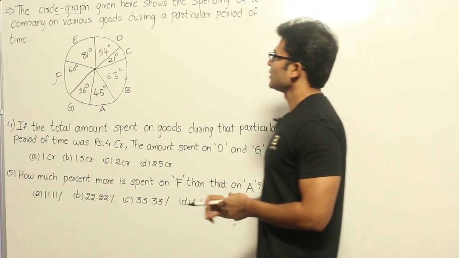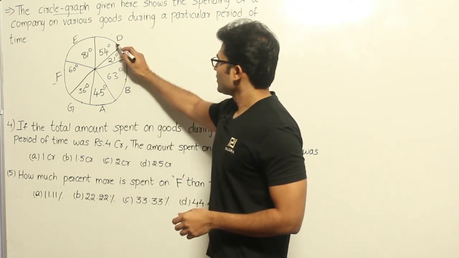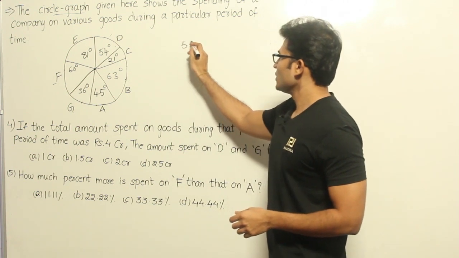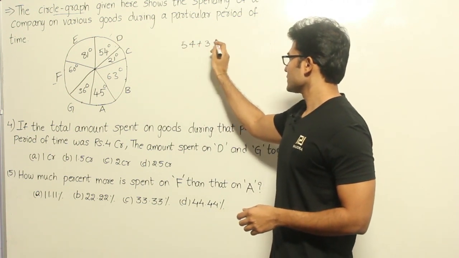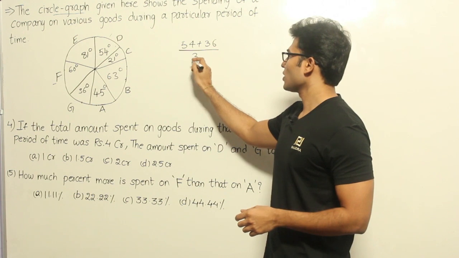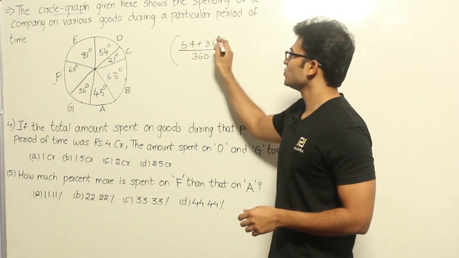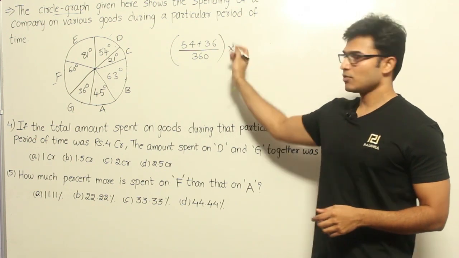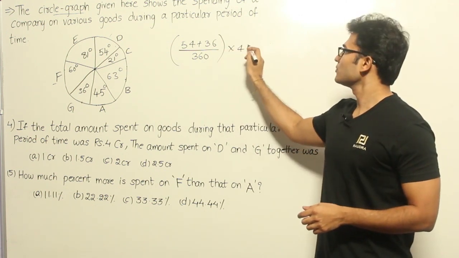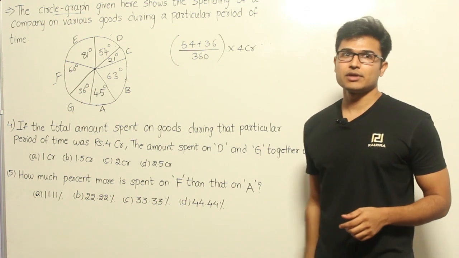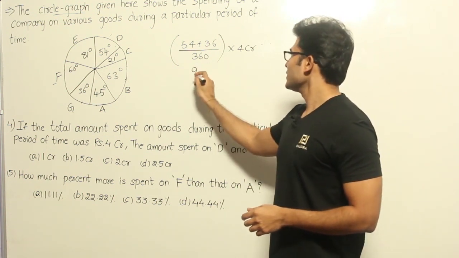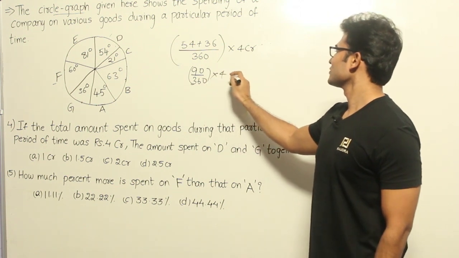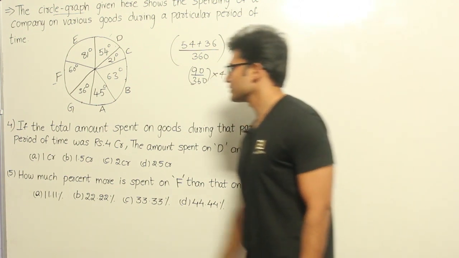Now if you observe this, on D and G, it is 54 and 36, right? Therefore 54 plus 36 out of 360 is what is spent on D and G together, right? Now if we have to find out in crores, if the total amount is in crores, then you have to multiply it with 4 crores. Got it? So now this is going to be 90 by 360 into 4, so it is going to be 1 crore. So the answer is 1 crore.